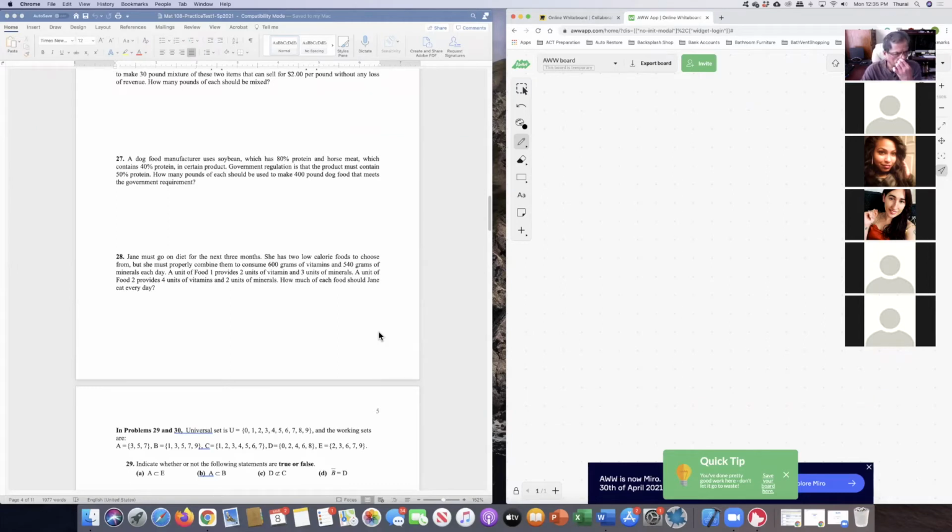Jane must go on a diet for next 3 months. She has 2 low-calorie foods to choose from, but she must combine them to consume 600 grams of vitamins, minerals. So vitamins and minerals are our concern. So you need to organize this data into columns and rows. So I'm going to write vitamin as my row title and calories.